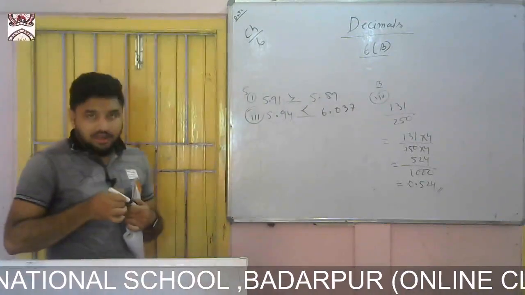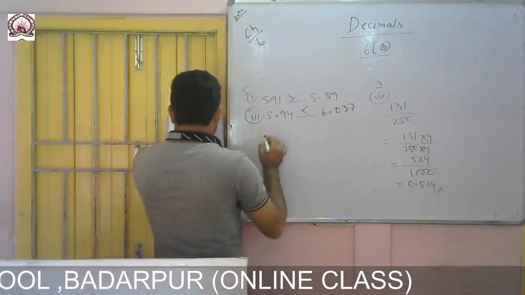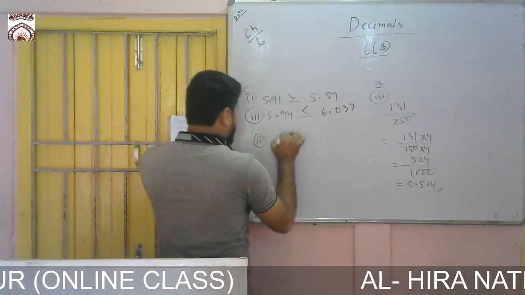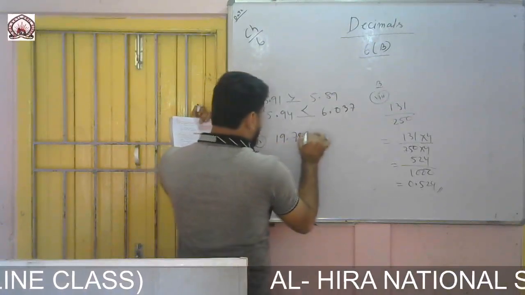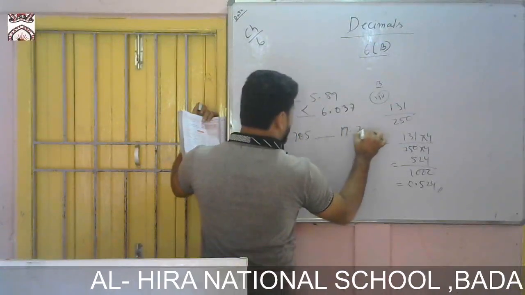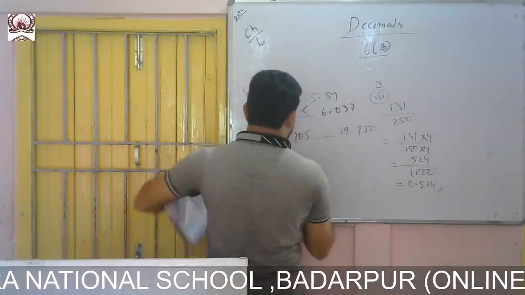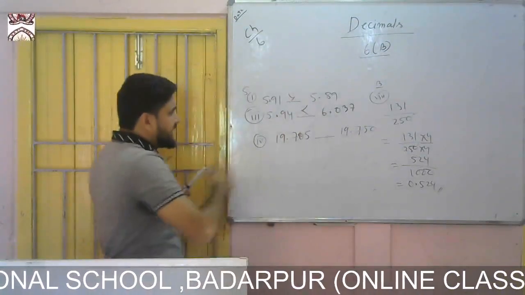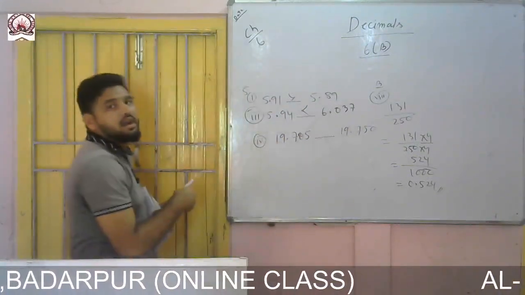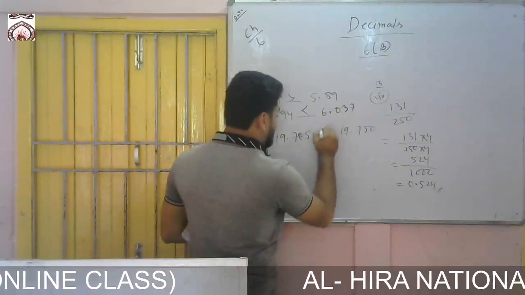Okay. Now come to 4. Here you see 19.705 and 19.750. The integral parts, 19, are the same, so we go for checking the fractional part, 705 and 750. Obviously this one is less.